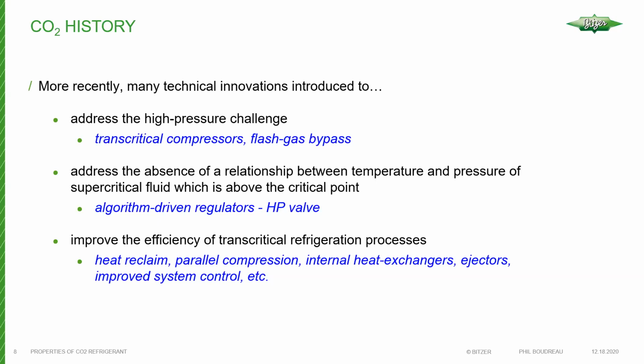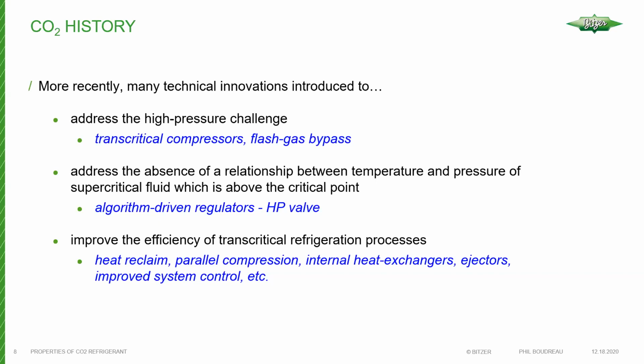The other thing too is improving the efficiency of transcritical. So transcritical CO2 refrigeration, in the early days, engineers were very critical of CO2 because the efficiencies didn't appear to be as good as what they were used to in other systems. But over time, there have been many patents filed, many technologies produced to improve the efficiency of CO2.